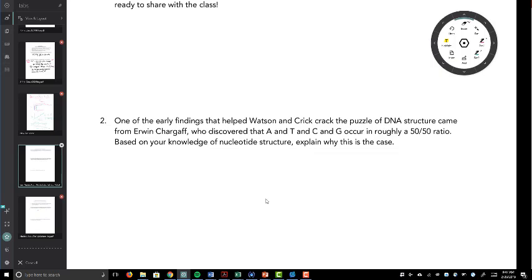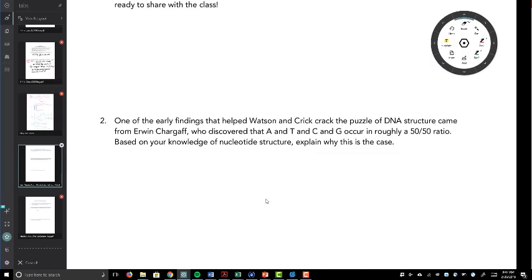Okay, so does any group have an explanation for whether equal amounts of A and T and equal amounts of C and G, in hindsight, with our current knowledge of DNA structure, thanks Watson and Crick, but actually Rosalind Franklin, why does that have to happen? Would any group like to offer an explanation?